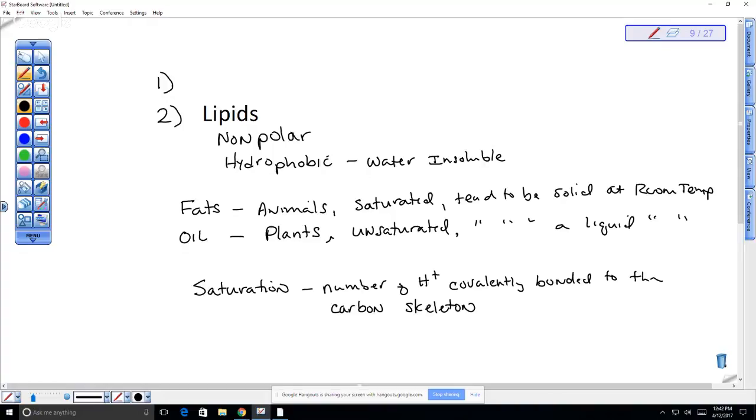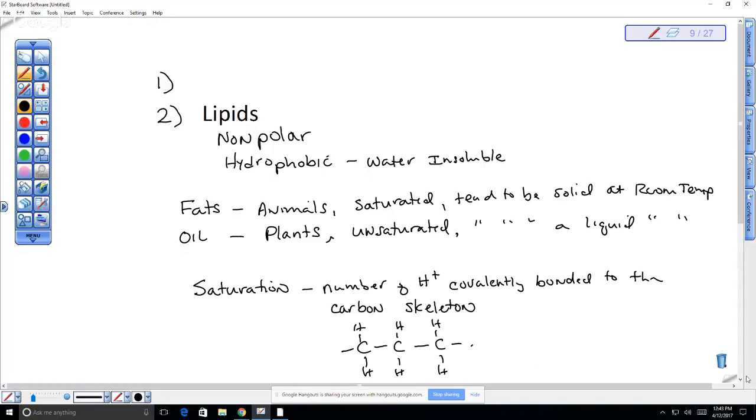So if it is saturated, there's the maximum amount of carbon. If I were to draw 3 carbon atoms, and I put hydrogen here, here, and here, that means that it is saturated, okay? So that means that it has kind of the maximum number. So here it would be more carbon bonded behind and in front.